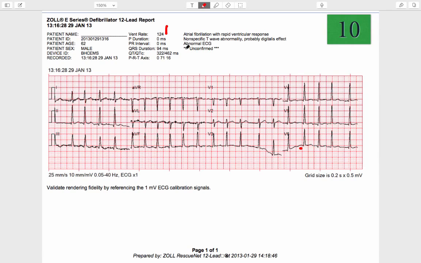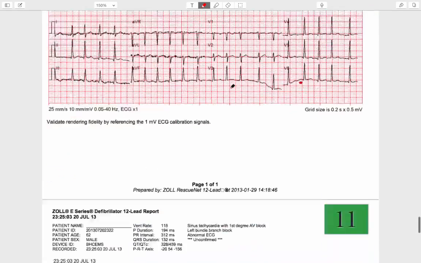And then again, I'm gonna peek up here, and the machine can't find any P waves either for duration or for the PR. So that's looking like atrial fib. QRS is okay, QTC is okay. Don't need to do axis and bundle branch because that QRS is less than 120.